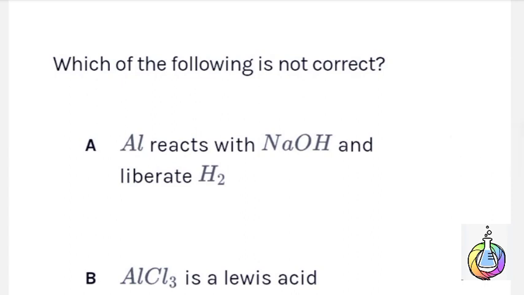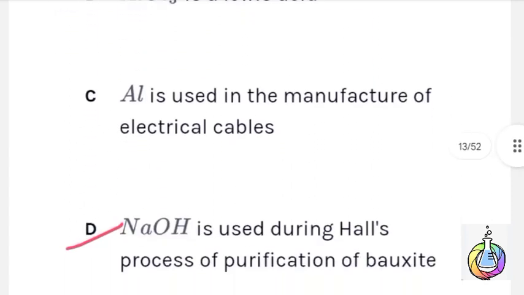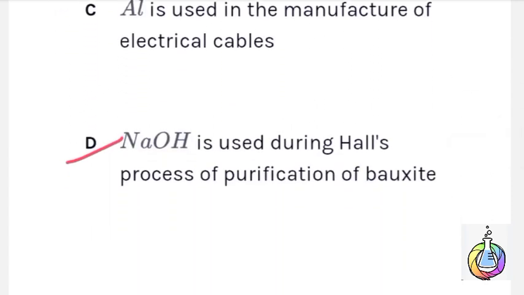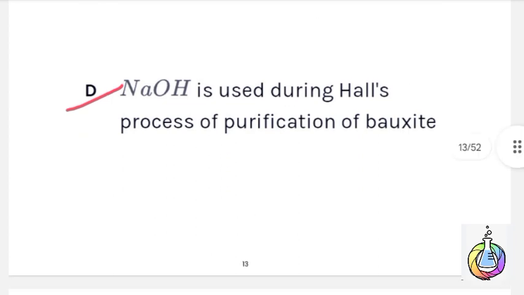Next question: which of the following is not correct? Option D is the correct answer. NaOH is used during the Hall process of purification of bauxite. This is an incorrect statement. Therefore, option D is the correct answer. NaOH is not used during the Hall process for purification of bauxite.